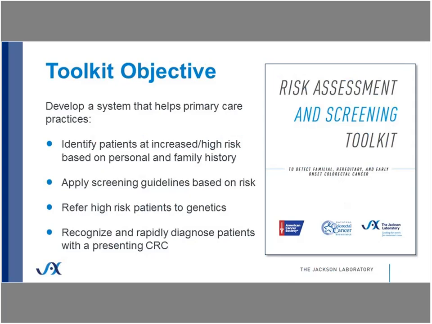So this toolkit aims to help primary care practices identify patients at increased and high risk based on personal and family history, apply colon cancer screening guidelines based on risk, refer high-risk patients to genetics for appropriate evaluation and consideration of testing, and recognize and rapidly diagnose patients who are presenting with a possible colon cancer. And at the heart of all of this is accurate and efficient family history collection.